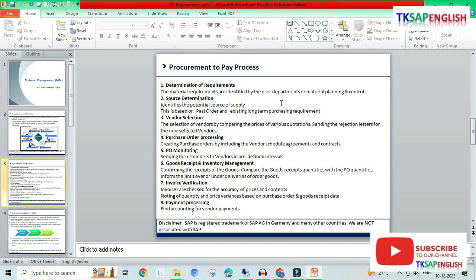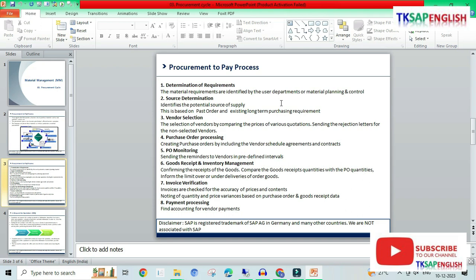The second one is source determination. It identifies the potential source of supply. This is based on past orders and existing long-term purchasing requirements. The source is nothing but we are going to select or search the potential supplier in our industry or in our market. Third one is vendor selection.